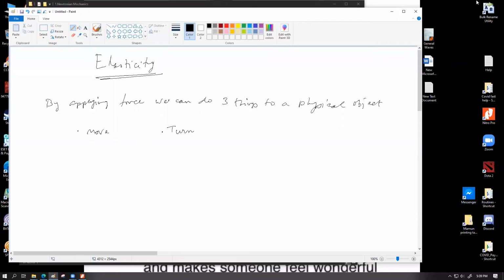We started the recording. So one of the things that we can do by applying force on an object is to move the object. We can turn another object, and the other thing that we can do is that we can deform the object. Now, deforming can happen in a lot of different ways. Basically, there are three different forms of deformation, which you don't have to know for your syllabus, but I'm just telling you.